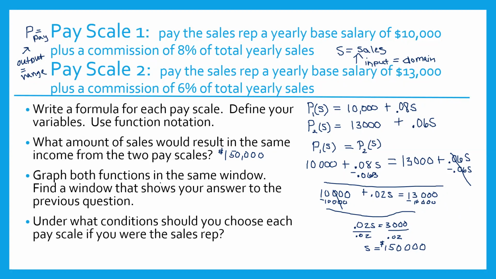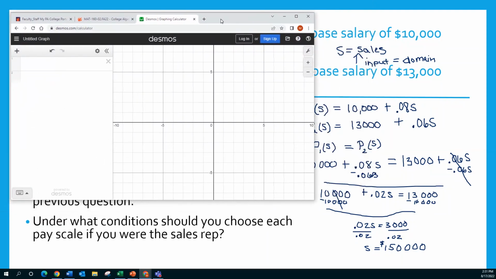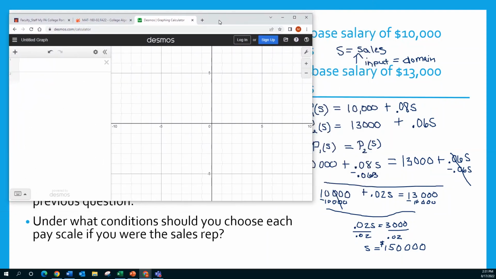Our next one asks us to graph both functions in the same window, and then to find a window that shows your answer to the previous question. So I am going to be doing this on an online graphing calculator because that's what I have available to make the video. You're going to do this on your handheld graphing calculator, and I'll talk you through all the differences in the two calculators that we're using. So I think we can see this here.